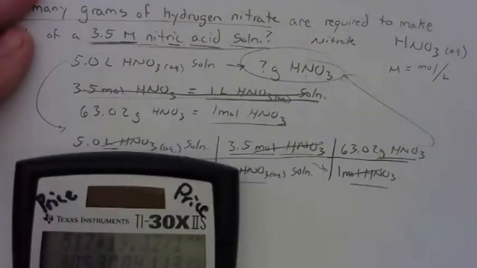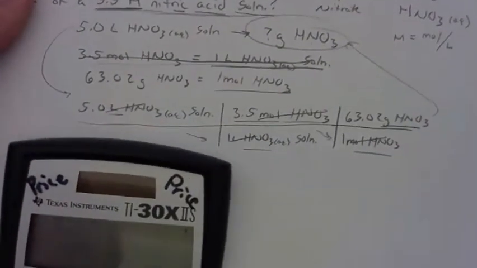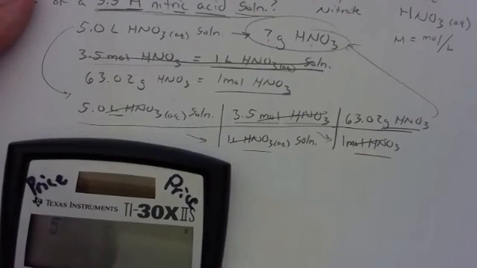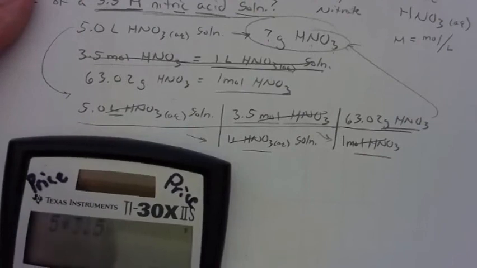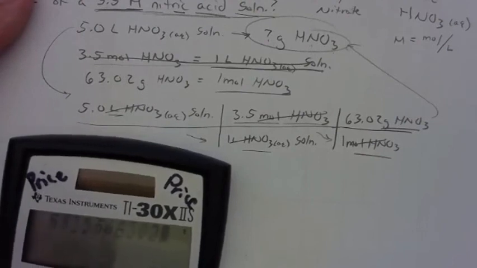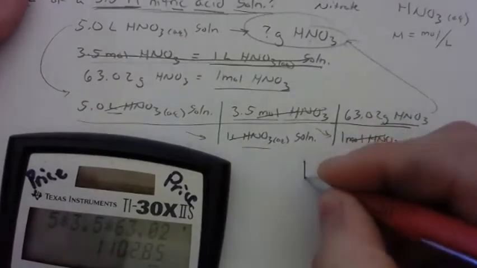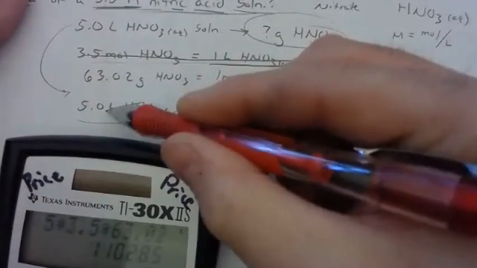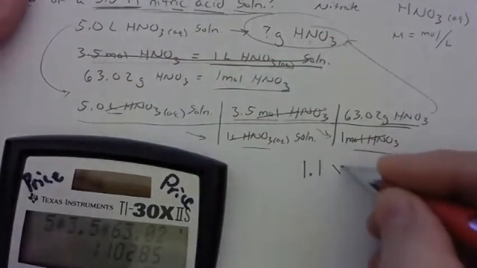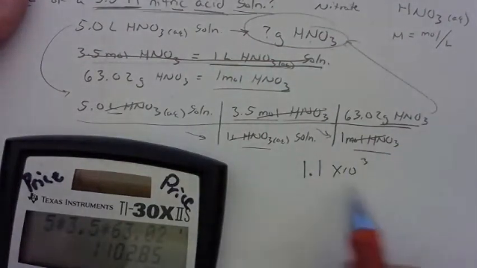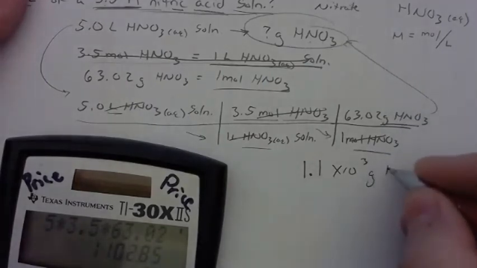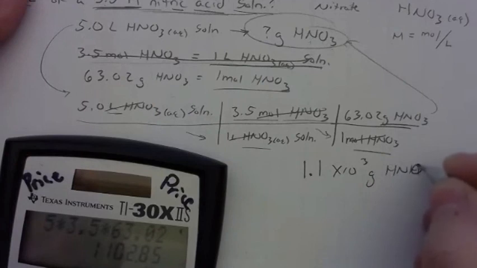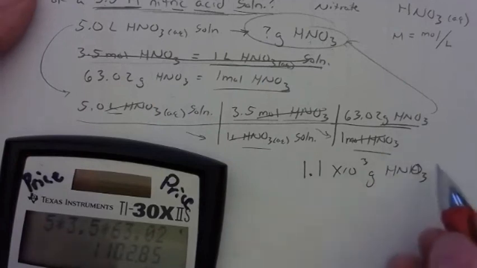On my calculator, if it's on top, I multiply, bottom I divide. So that's 5 times 3.5 times 63.02 equals, now that's greater than 1,000, so I'm going to want to put that in scientific notation. There's 2 significant figures in the starting point, so I need 2 significant figures in the end point. So that's 1.1 times 10 to the third, and the units are grams of HNO3. And there's my answer.